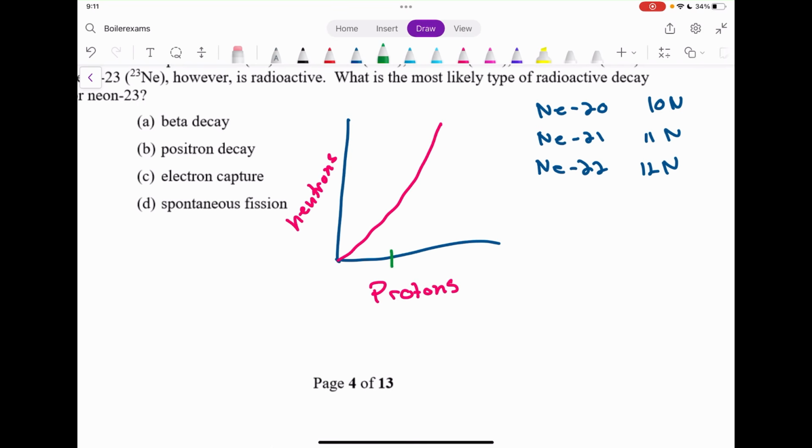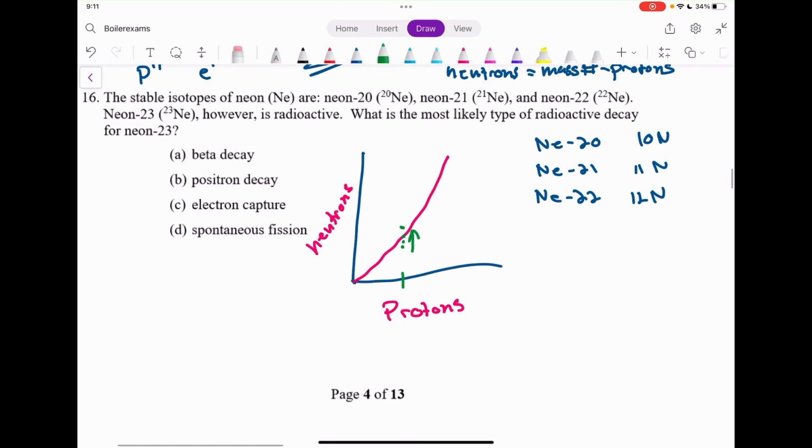And if we were to plot them, let's just say they're somewhere like here. And as we go up, neon-23 is going to be in this direction. And we're increasing neutrons. So neon-23, if all 3 of these are stable, they're near the line. And as we add another neutron, if it becomes unstable, that means it's above the line. So we know neon-23 is above the line. When we're above the line, to come back down, we are going to take beta decay.